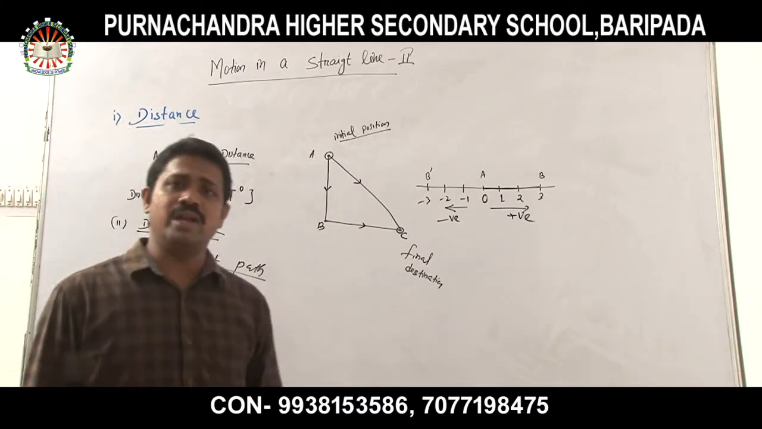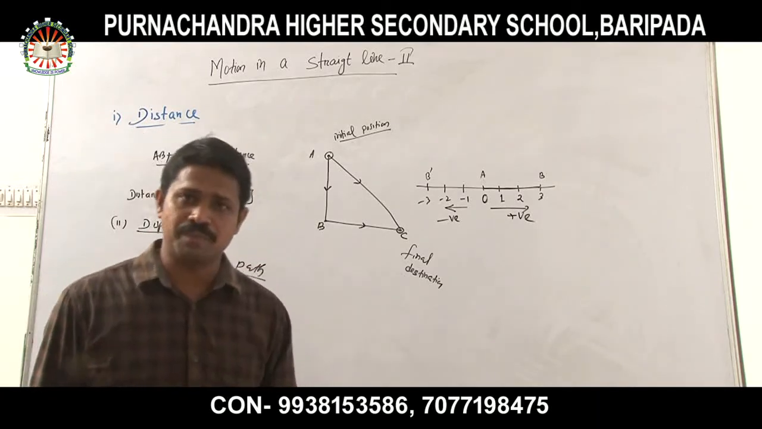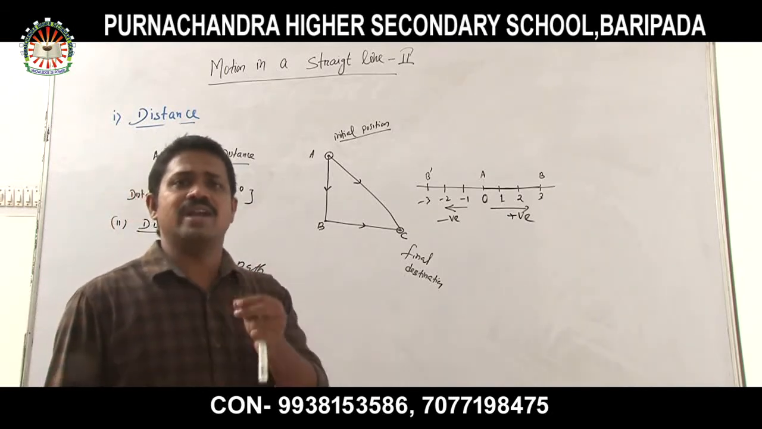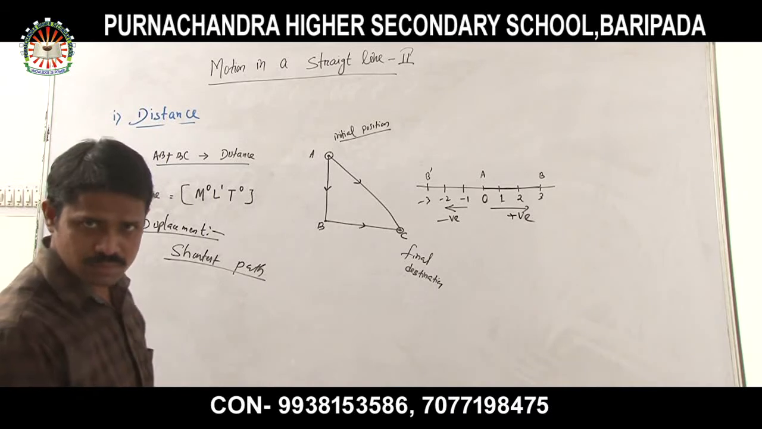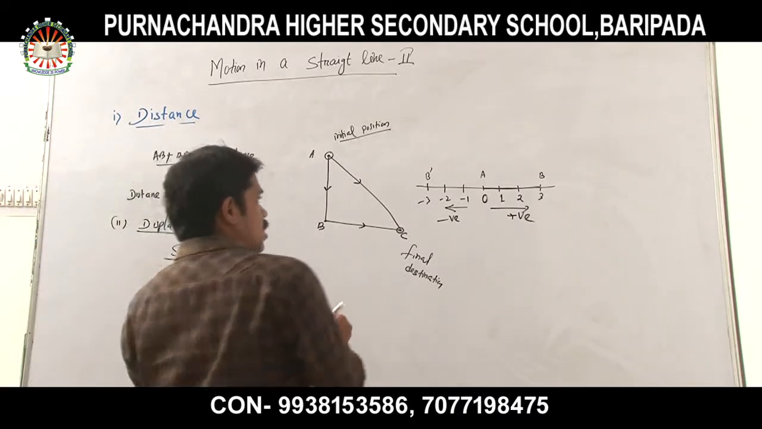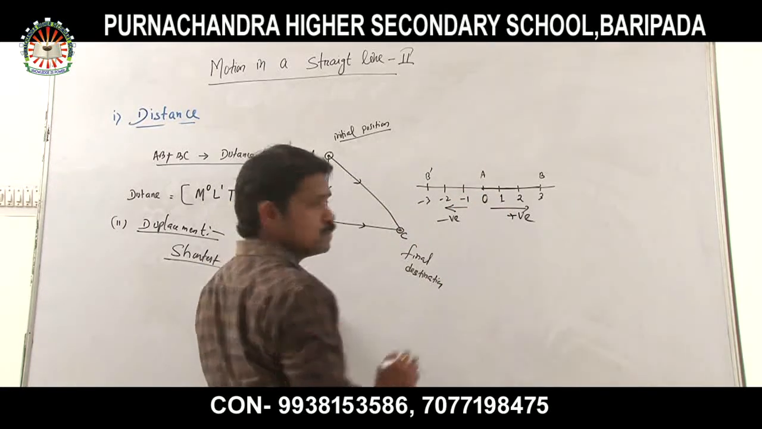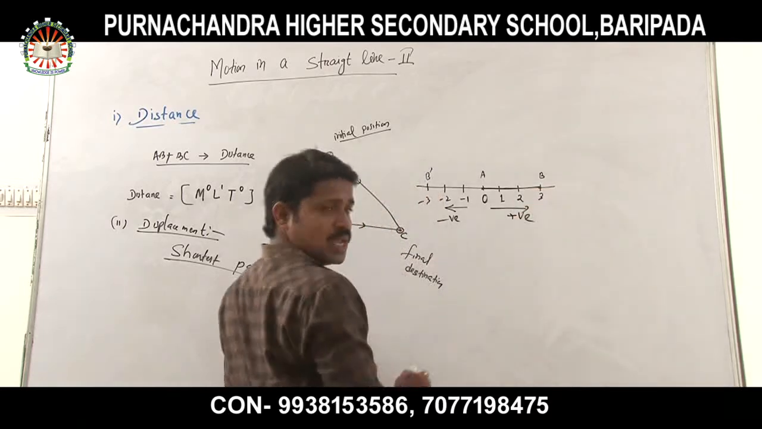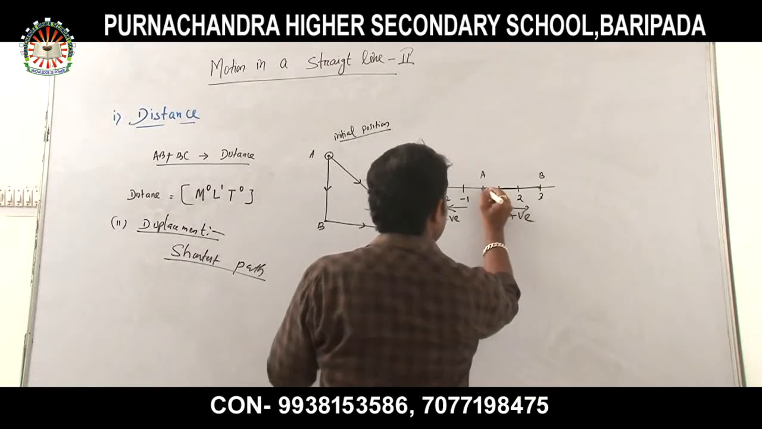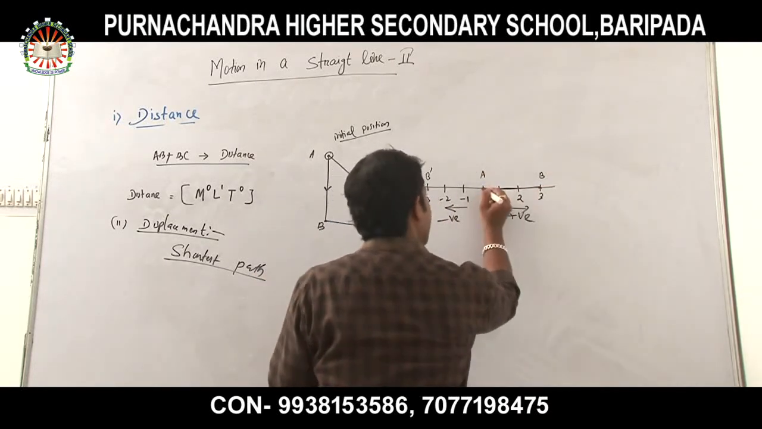As it is a vector quantity, its value can be 0, negative, or positive. Again I will repeat that the value of displacement can be 0, negative, or positive. A question can be in your mind: sir, how can the displacement be 0? Very simple. Look at this same example. Suppose an object starts from A, goes to B, and again returns to A.